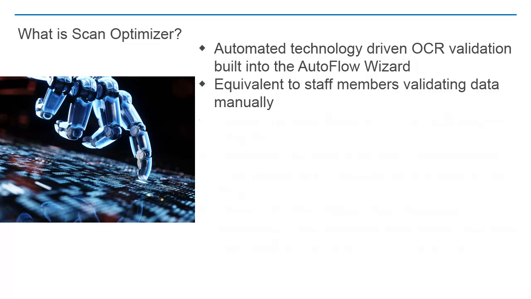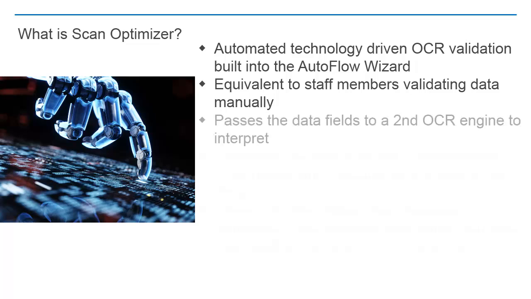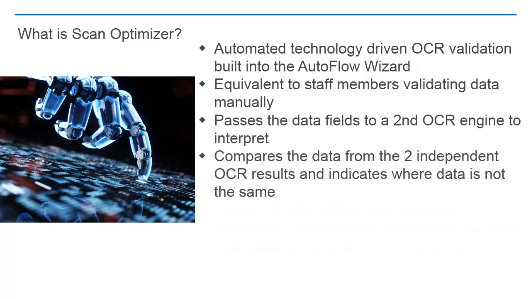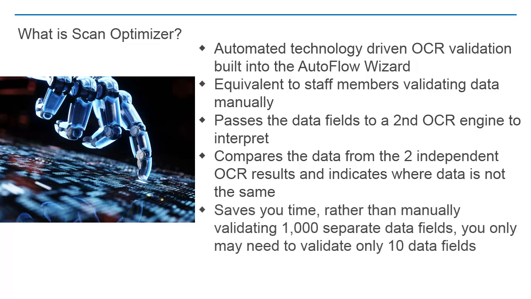Scan Optimizer will replace your manual validation with a technology-driven validation. It will send the data through two different OCR engines. The second OCR engine will act like a set of human eyes. When the second OCR sees something different than the first OCR engine, the Scan Optimizer will flag these items for a final review by you. Since it's only pointing out the items that differ, you only need to review a small percentage of the data, saving you lots of time.